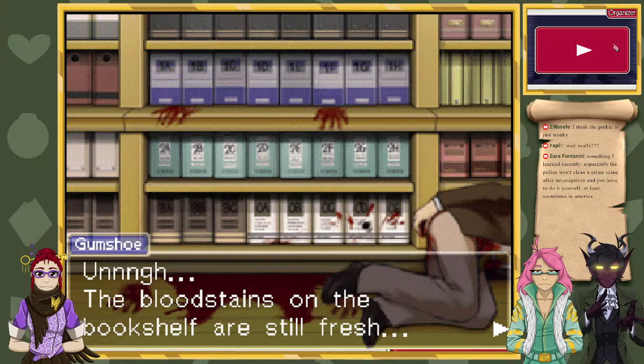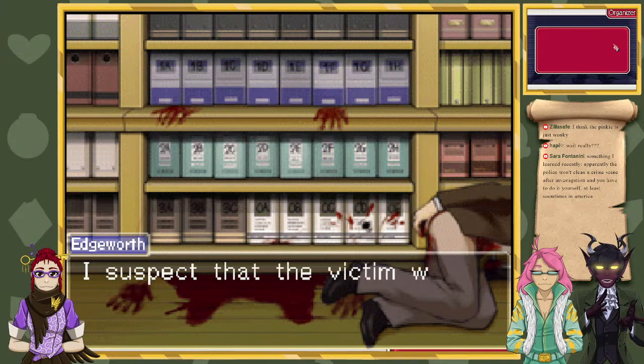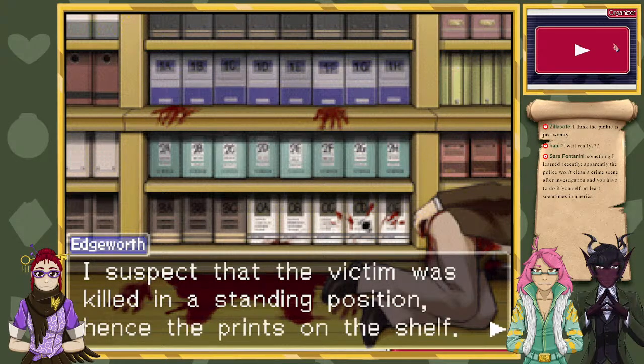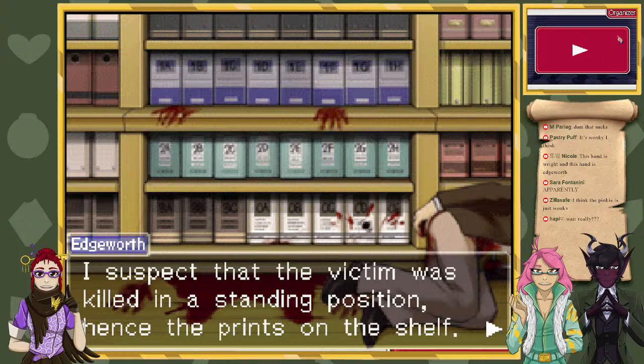The blood stain on the bookshelf is still fresh! Yeah! You have a handkerchief... I suspect that the victim was killed in a standing position, hence the prints on the shelf. Edgeworth, you have a spare handkerchief, that thing you tie around your neck? Here, one sec. No! Sorry, that's the noise Edgeworth was making in response to that. He blew his lid, just like in Rise from the Ashes.